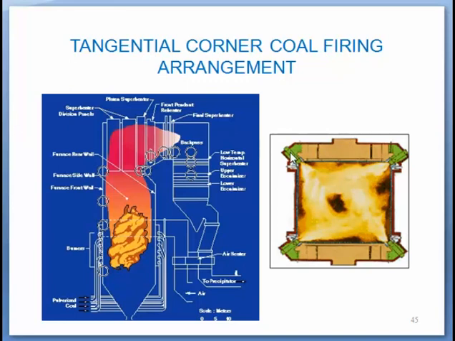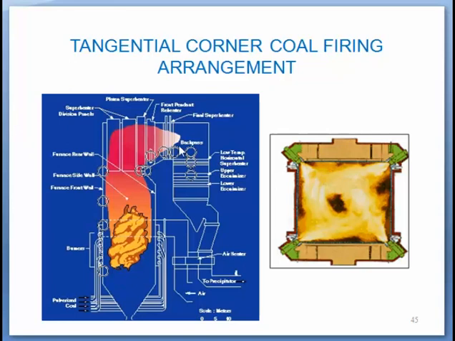The coal and air, they are tangentially fired so that it creates a turbulence and proper mixing of coal and air, combustion takes place, and at the center of the furnace a fireball is generated at different elevations, and from there the heat in form of radiant energy goes through the water walls and generation of steam takes place.